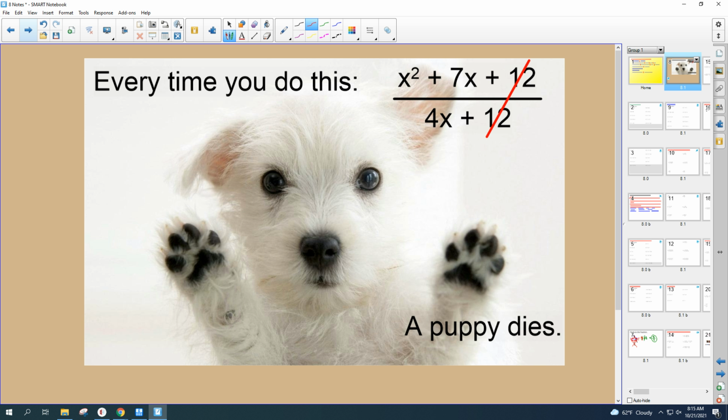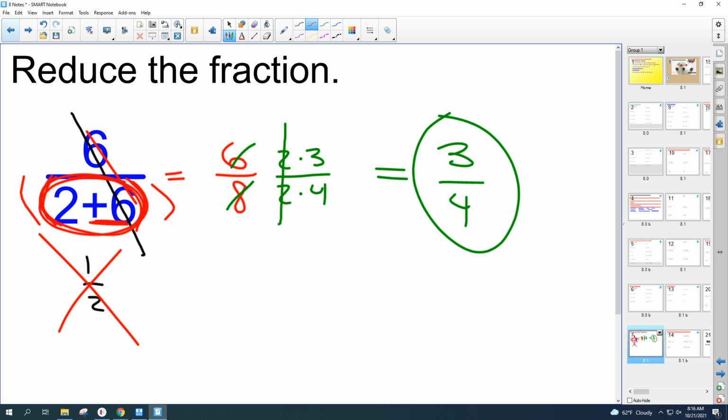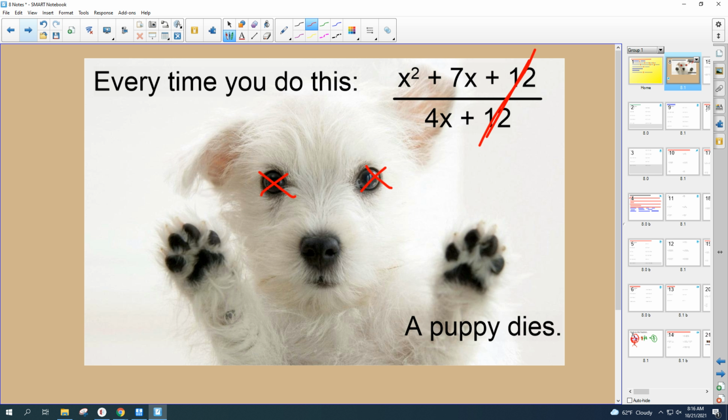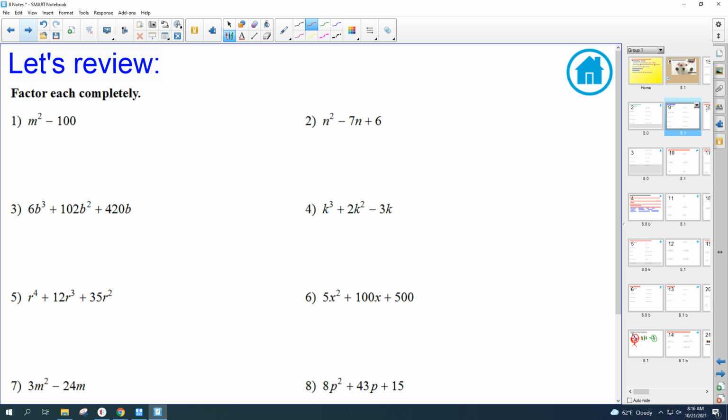So check this out. If you try to cancel out that 12, every time you try to cancel out this 12, a puppy dies. You can't do this. This is wrong. So please don't kill puppies. You cannot cancel that 12 in this way, in the same way that you could not cancel that 6. I think most people will see it. They're like, oh yeah, that's obvious, you can't do that. But then all of a sudden we get into this problem and they start doing things that can't be done.